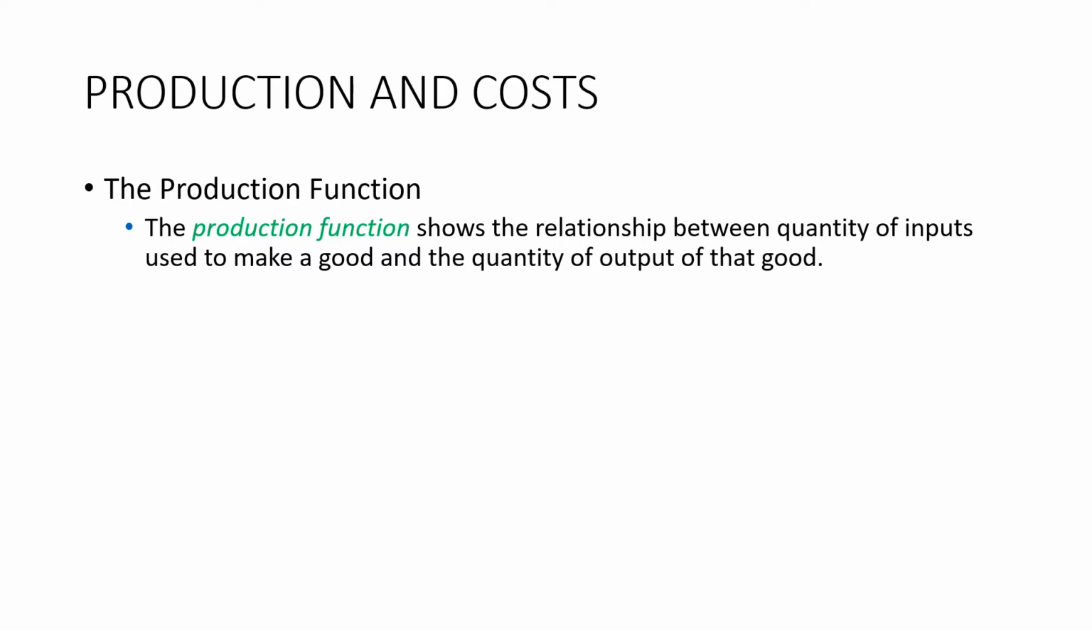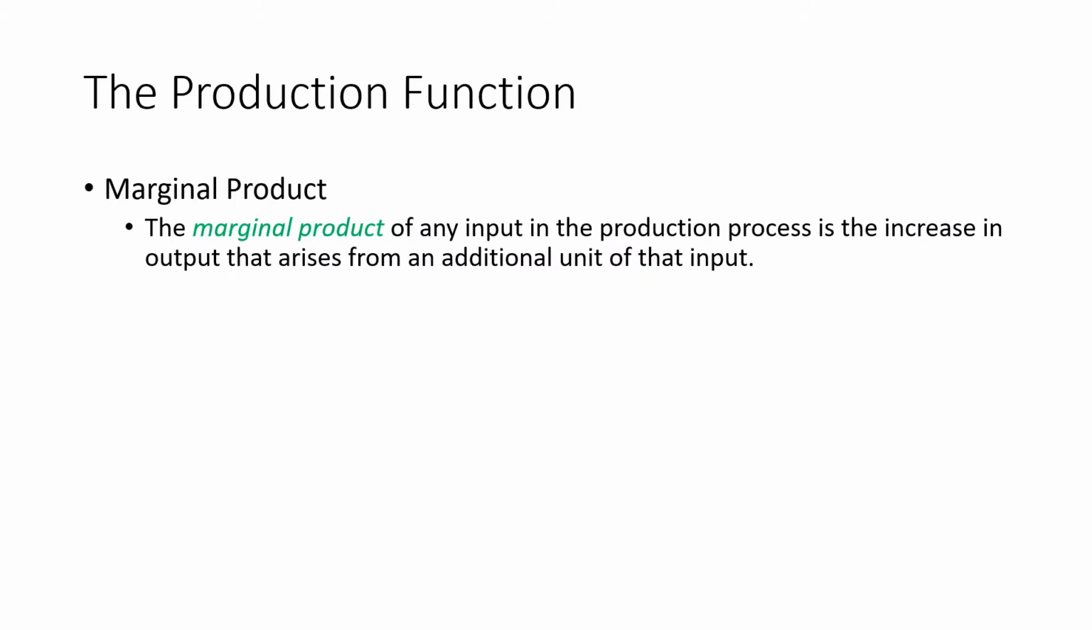So in order to understand that, we also need to understand a production function. The production function basically shows the relationship between the quantity of inputs that a firm uses and the quantity of output. Production function is the relationship between the quantity of inputs and the quantity of output of a specific good. Let us explore this concept a little more. There are certain concepts related to it.